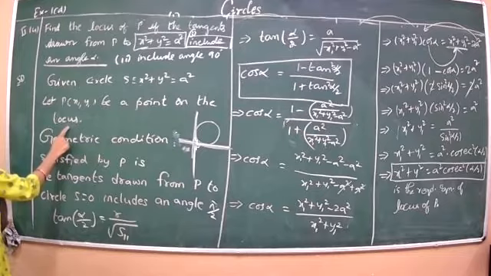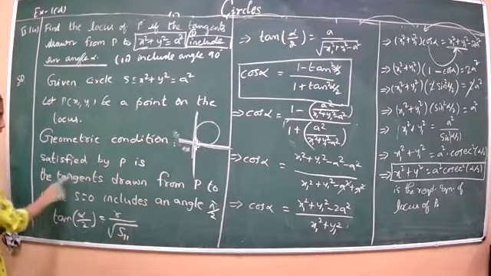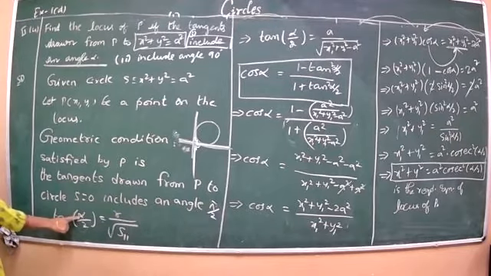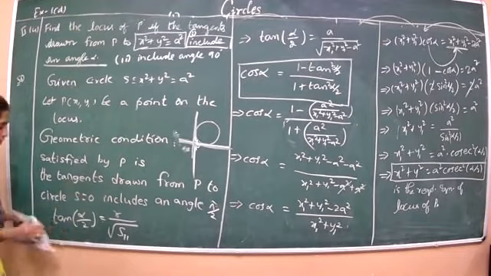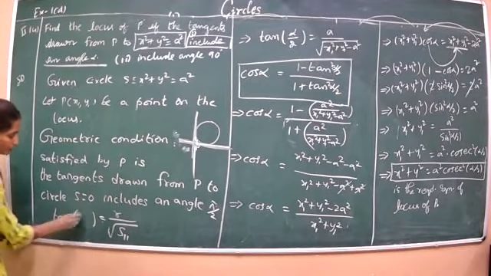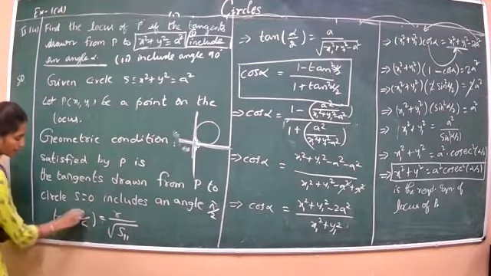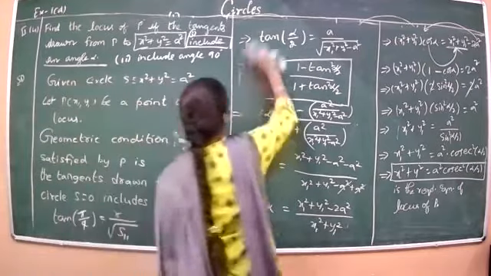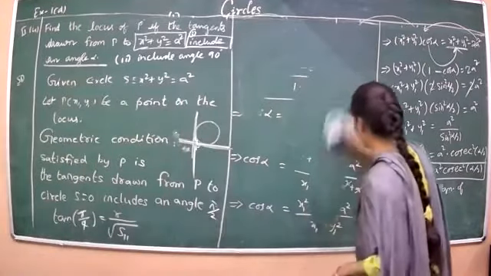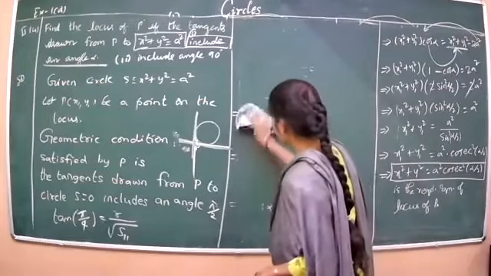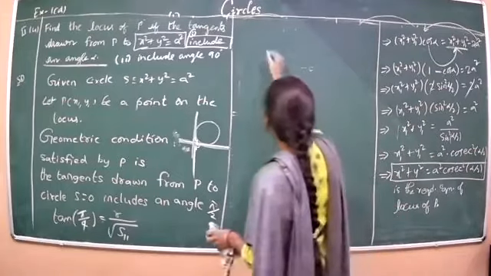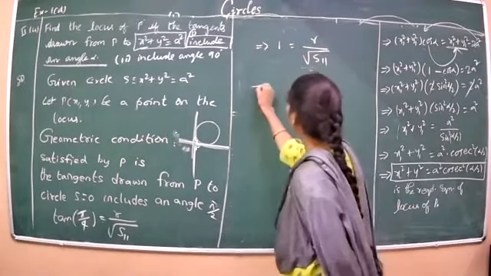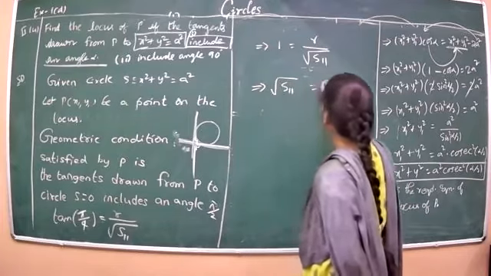Let P(x1, y1) be a point on the locus. Geometric condition satisfied by P is the tangents drawn from P to the circle S is equal to 0 include an angle pi by 2. So instead of alpha, now it is pi by 2. So 1 by 2 times pi by 2. So it is tan pi by 4 is equal to R by root S11. What is tan pi by 4? Tan 45 degrees. What is tan 45 degrees? 1. Implies 1 is equal to R by root S11. Cross multiplying, root S11 is equal to R.